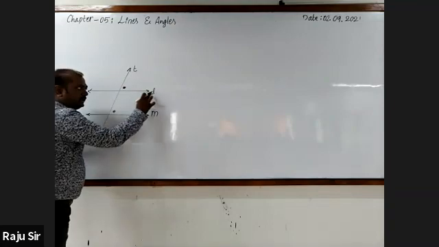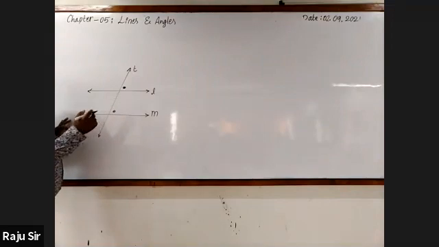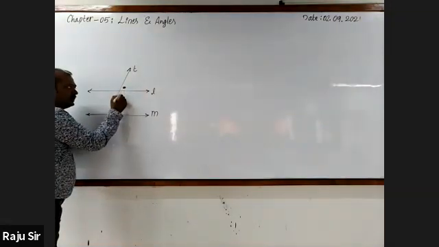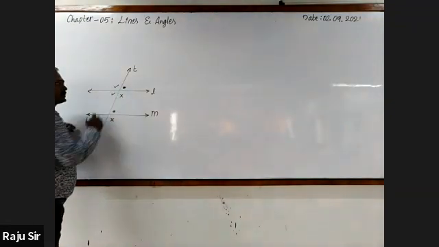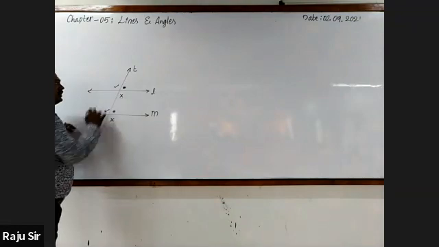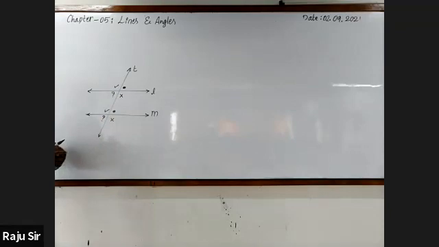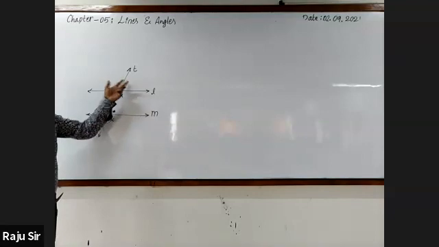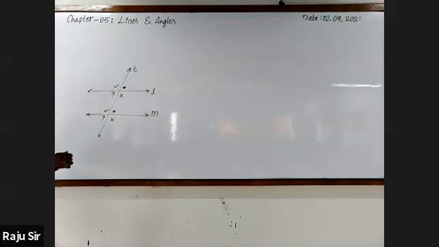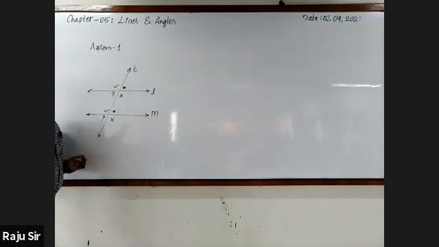If a transversal intersects two parallel lines, then each pair of corresponding angles are equal. Not only these two corresponding angles are equal, these two corresponding angles are equal, and then these two corresponding angles are equal. This is the first axiom related to corresponding angles.